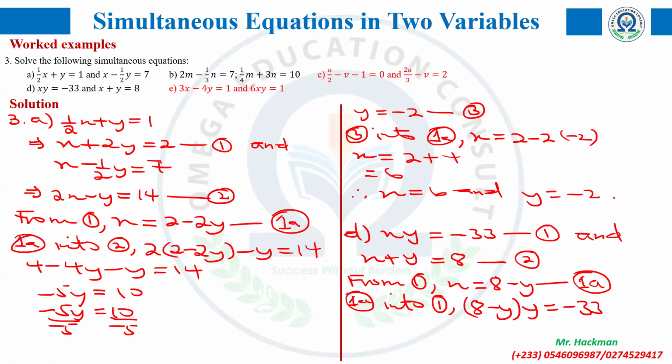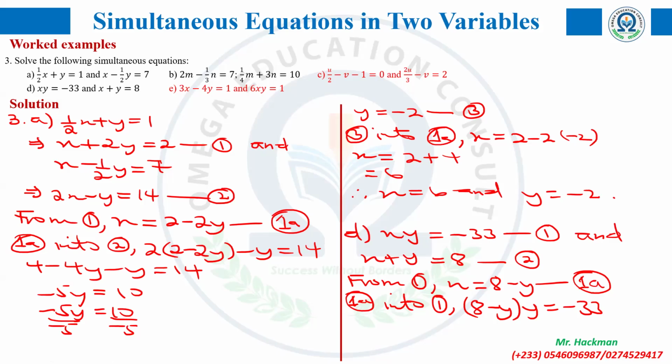Please, from equation 1, x is equal to 8 minus y, the equation 1a. Can you make y the subject? You can make any of them the subject. Before we decided which variable to make the subject in equation 2, I said we can make y the subject and it will not involve a fraction. So any of them goes.